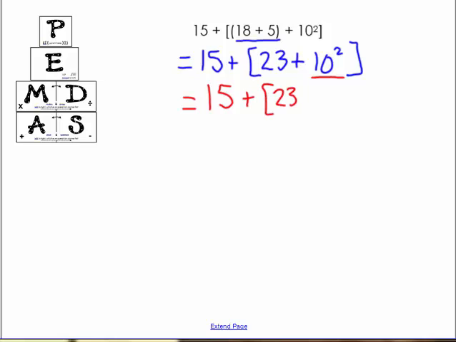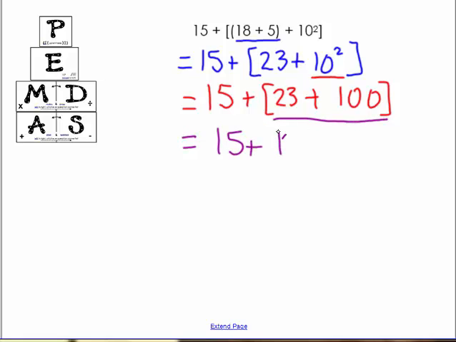So 10 squared is the same as saying 10 times 10, which is 100. And now I'm ready to move on to the brackets. So that's my next bridge. Everything that's not on the bridge falls down. Perform what's on the bridge. I can get rid of the brackets now because there's nothing else needed in there.